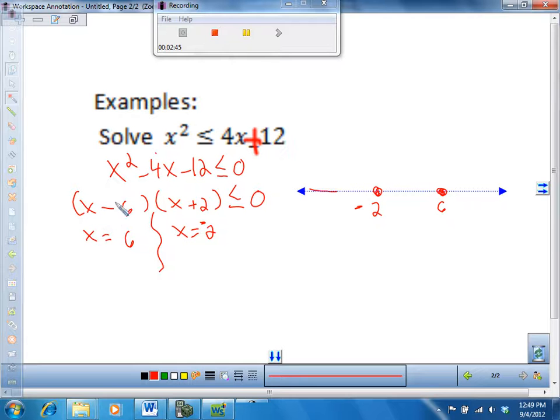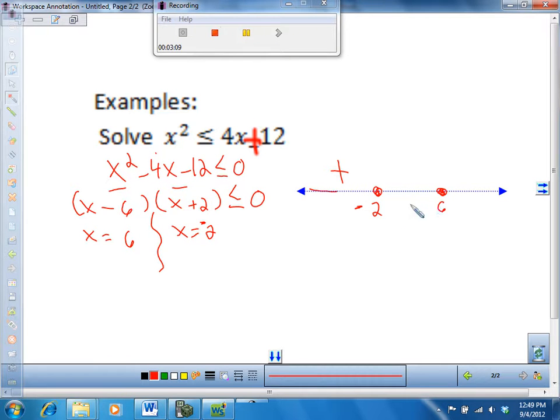So if I plug in -3 in here, that makes this what? Negative or positive? And that makes this, what's -3 plus 2? So I have a negative times a negative. What's a negative times a negative? Positive. So over here, this function is positive. You understand that?